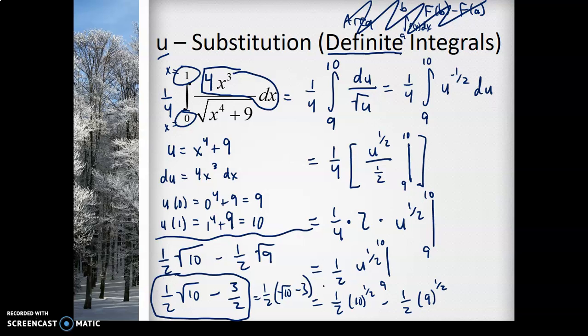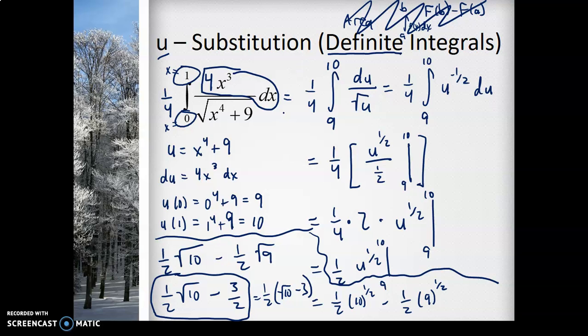But any of these is fine. Any of these ones that are kind of boxed in the squiggly, so you don't ever have to go back to x. If it's an indefinite, you have to go back to x because your answer needs to be in the same variable that you started with. But the area underneath this curve from 0 to 1 and the area underneath this curve from 9 to 10 are the same thing. So I don't have to go back. I can just leave it like this.